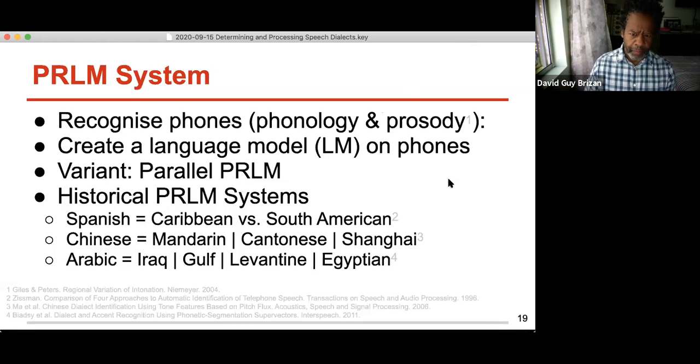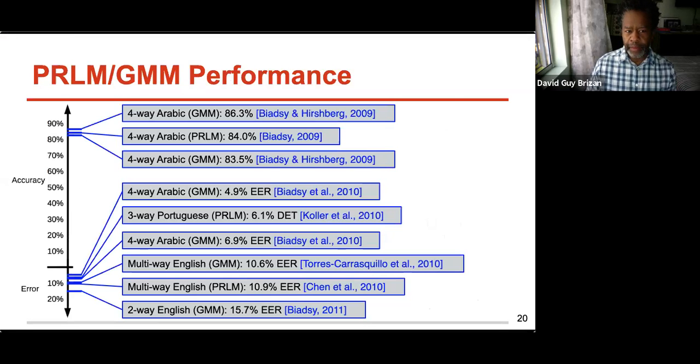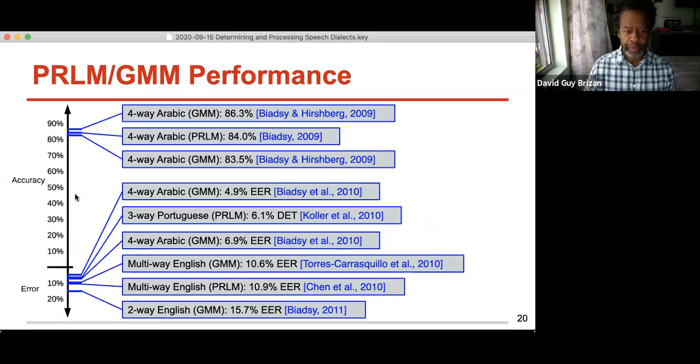So this work is very old. It's almost 30 years old now. But it was originally performed to distinguish between Caribbean and South American Spanish. It's since been used to distinguish 4 different types of Arabic and 3 different types of Chinese dialects, etc. And these systems are quite accurate, even though they're about 2 generations ago in terms of machine learning. They produce either very low error rates or very high accuracy, depending upon how you measure it.